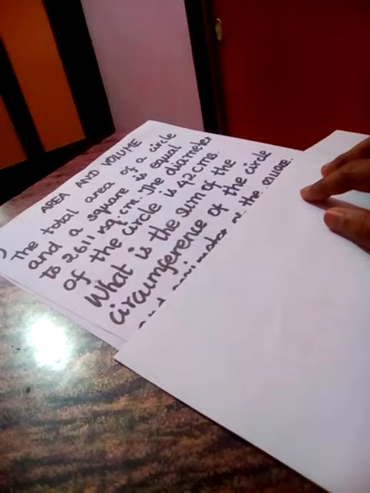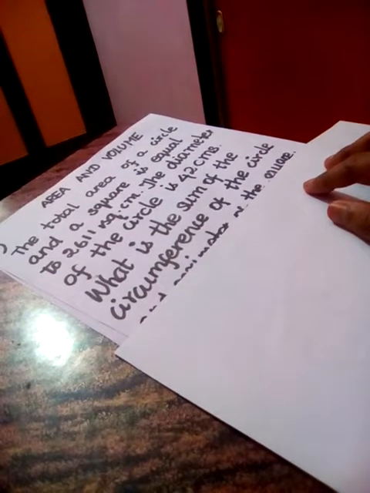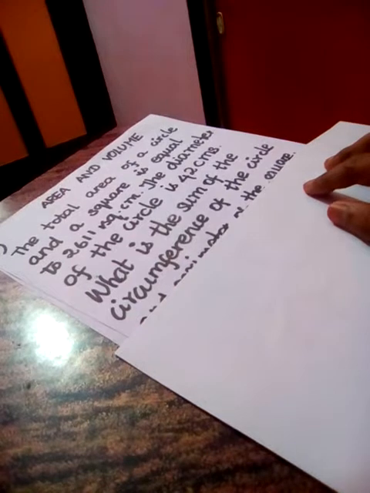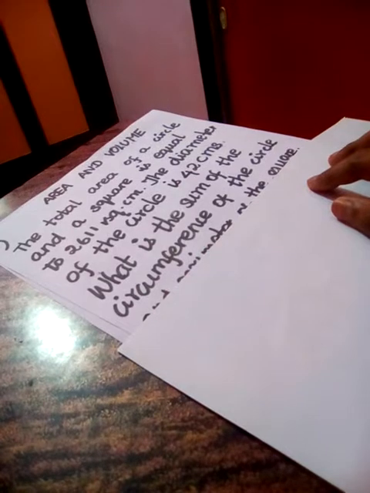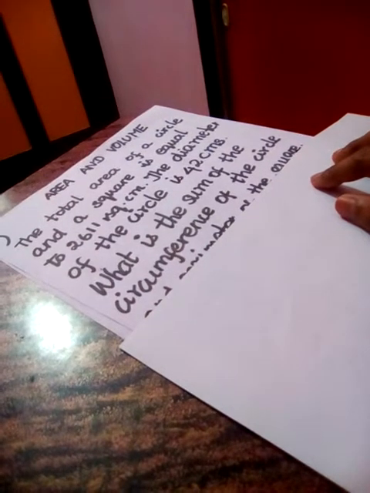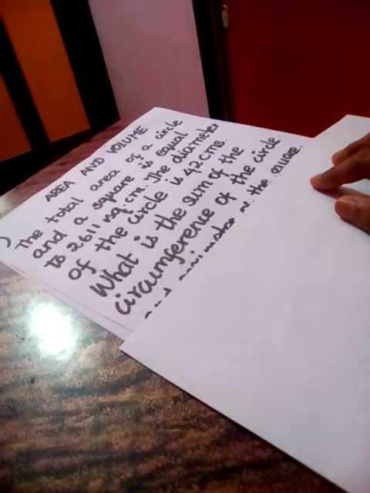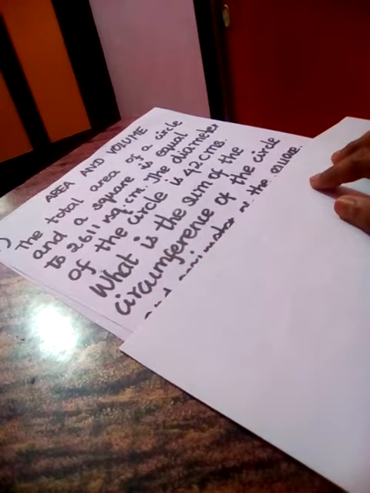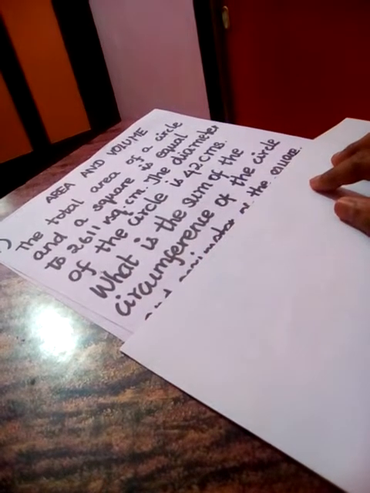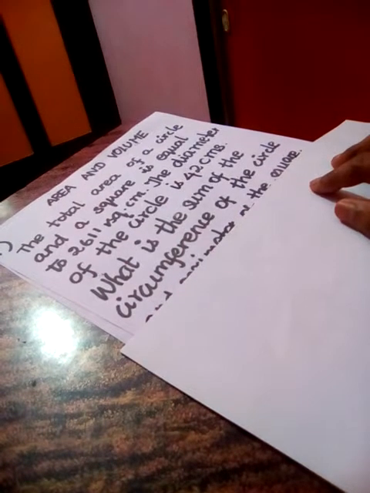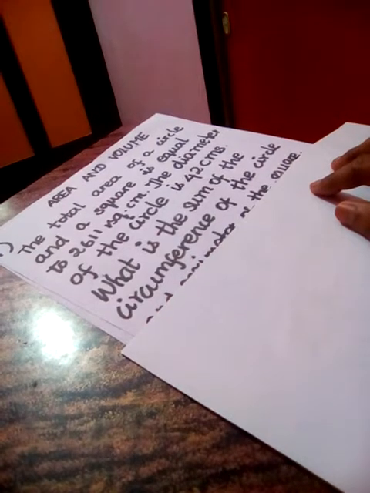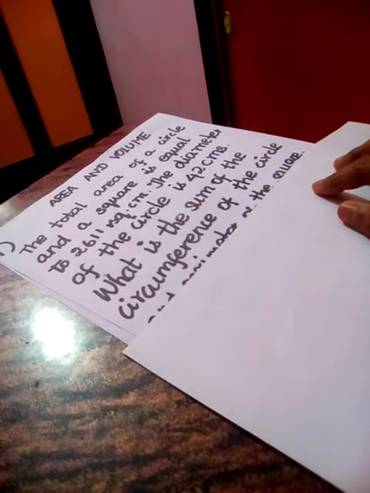In this, they are talking about circle and square. Before going to that question, we should initially know the formula of circle and square. The area of the circle is pi r square and the area of the square is a square. Pi is 22 by 7, and the diameter of the circle is 42 centimeter. What is meant by diameter? The whole length of the circle.